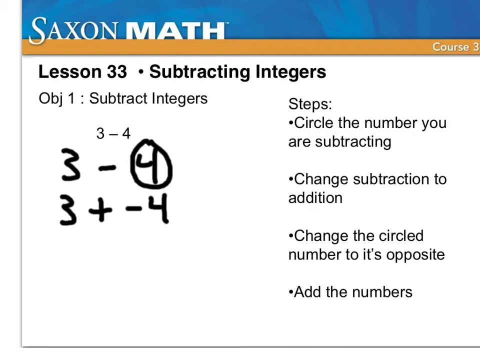When two numbers are opposites, we got a positive and a negative, we're going to subtract the numbers. 4 minus 3 is 1. Then I'm going to keep the sign of the bigger number. The bigger number was 4, means there's more negatives than positives, so I'm going to have a negative 1. So 3 minus 4 is negative 1.